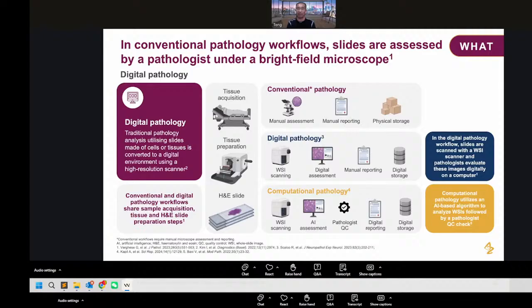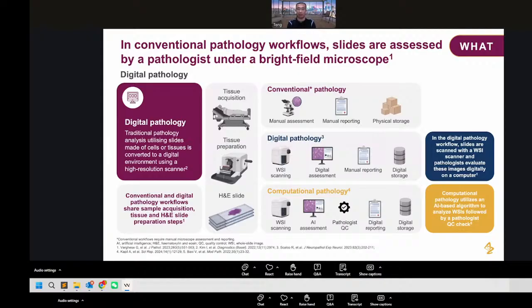But for conventional pathology, it was basically pathologists using the microscope to manually check the intensity of the staining under the microscope. So that's the manual assessment. Then they write a manual report, and all the slides are stored somewhere for the long term, because an FFPE sample fixed at room temperature can be stored for years and years.